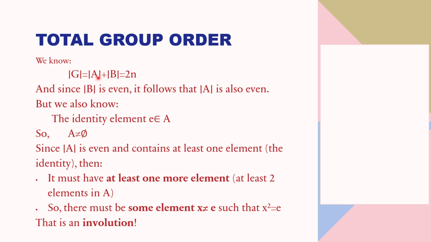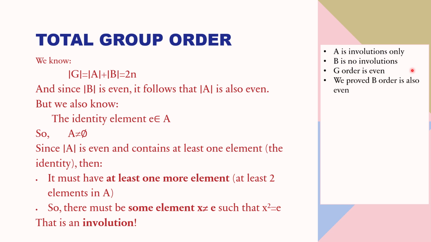Now just to summarize this entire thing, because it might sound confusing: A is involutions only, B is no involutions, and the order of G is even, right? This is what we assumed. The order of G is even, B is no involutions, A is involutions only. A and B are the split-up of G. We proved that B's order is also even, right? So the order of A has to be even according to this, right?